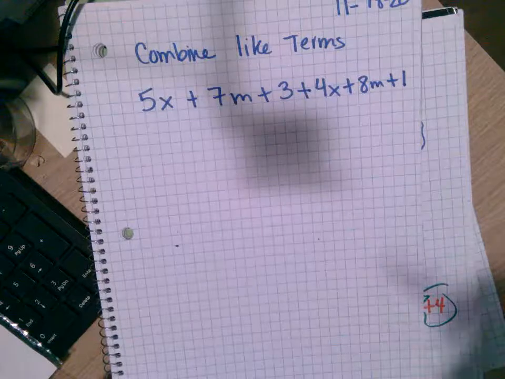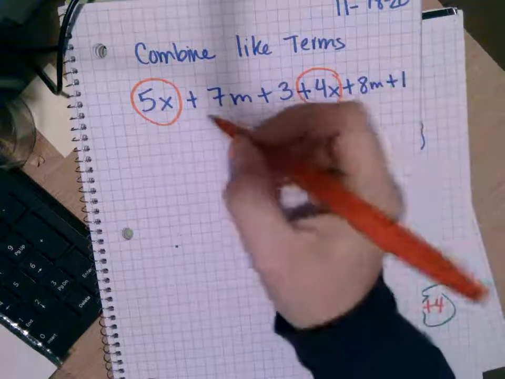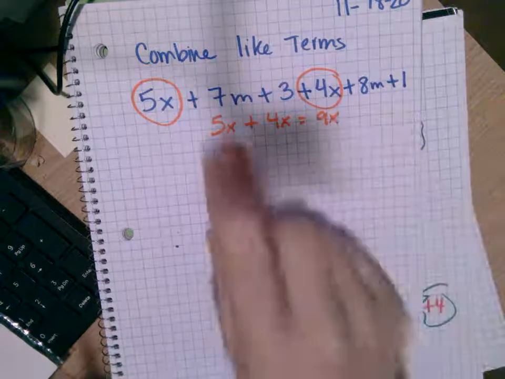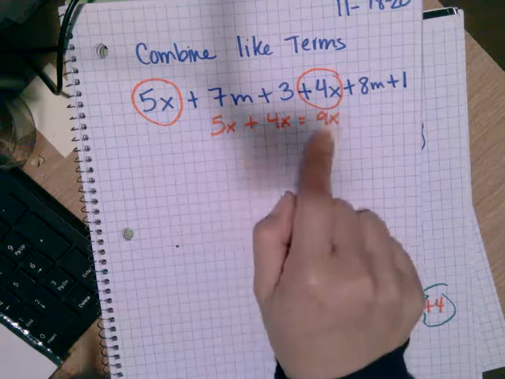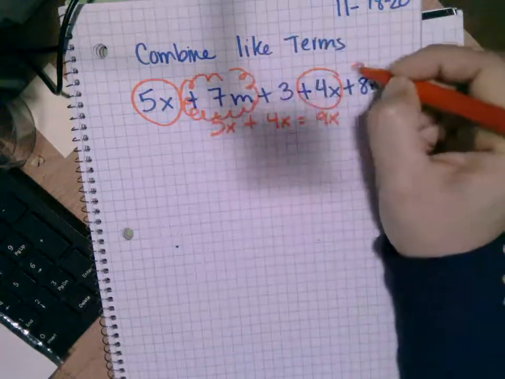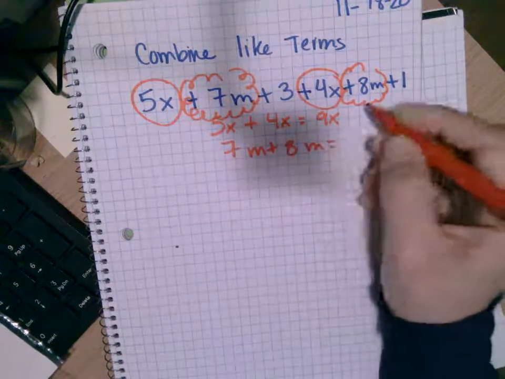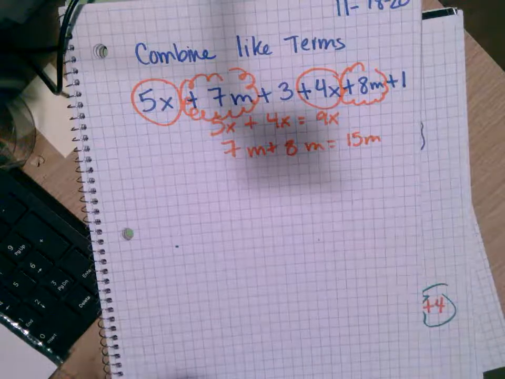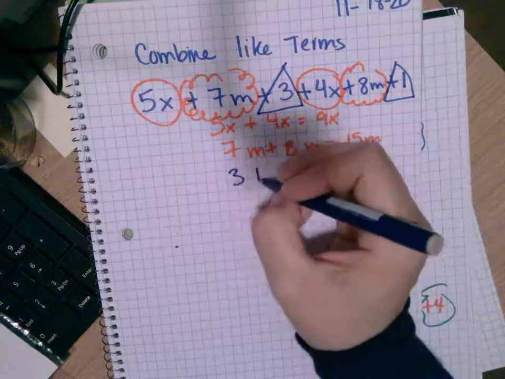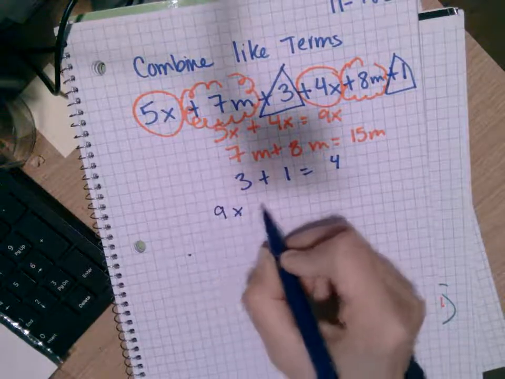All right, Paul. So I'm going to circle all the ones with the x's on it. 5x plus 4x equals 9x. 5 x-rays plus 4 x-rays equals 9 x-rays. Then I'm going to bubble in the m's differently. 7 monkeys plus 8 monkeys is equal to 15 monkeys. $3 plus $1 is equal to $4. So my final simplified answer would be 9x.